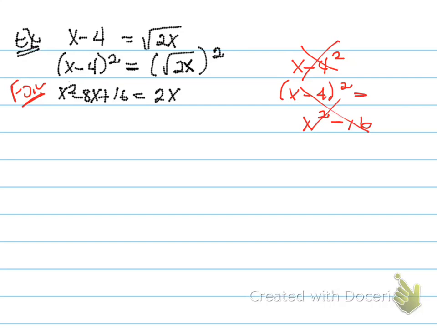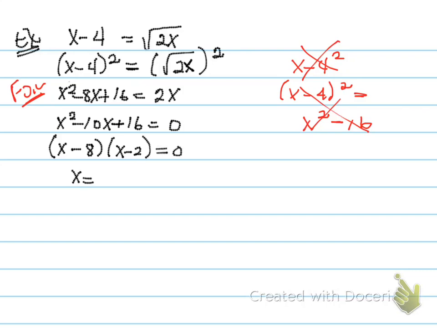So you're going to move all of your terms to the left. x squared minus 10x plus 16 equals 0. This is quadratic, so you want to think about factoring. This is easily factored into (x minus 8)(x minus 2). Which leaves us with x equals 8 and x equals 2 as possible solutions.